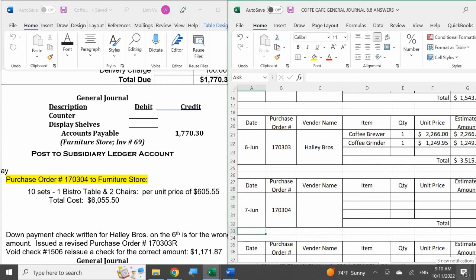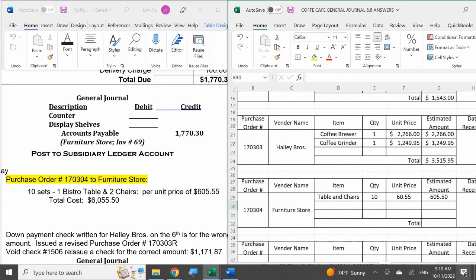Today is the 7th. Okay, who did I purchase this from? We said furniture store. Okay. What did I buy? In this case, table and chair set. Okay. How many of them? I wanted to buy 10. What's the unit price? $605.55. So there you go. I'm going to multiply them across to get 6,000.